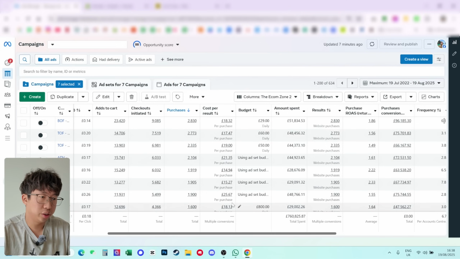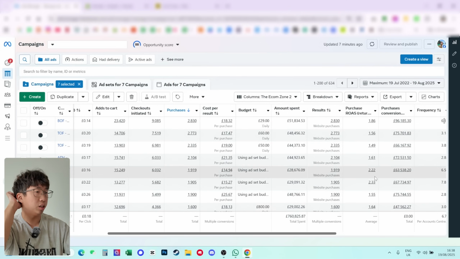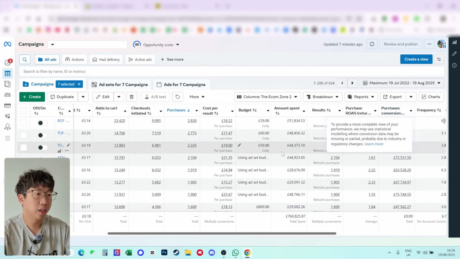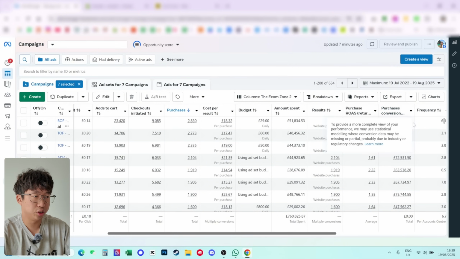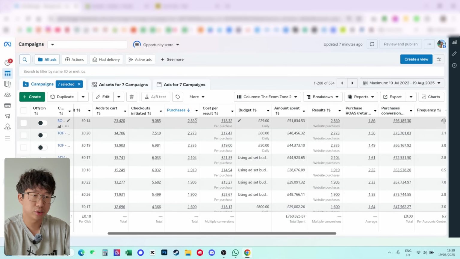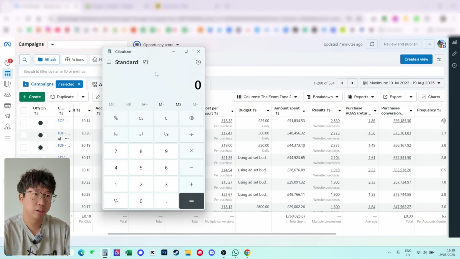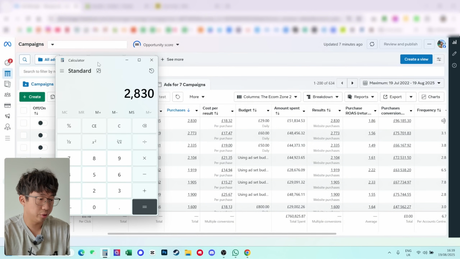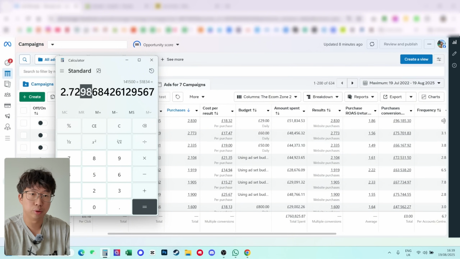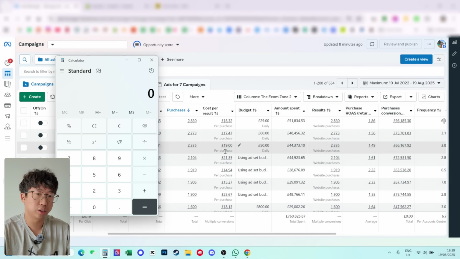Cost per result, very important, is not all about ROAS. The reason being is because your purchase conversion value could be wrong. So if Facebook tracked 96K for this purchase conversion value for 2,800 sales, but this is incorrect. Let's just say my average order value is around £50, right? So 2830 times 50, it should really be £141,500 instead of 96K. And so then if I divide that by the spend, my actual ROAS is actually 2.729 instead of 1.86.